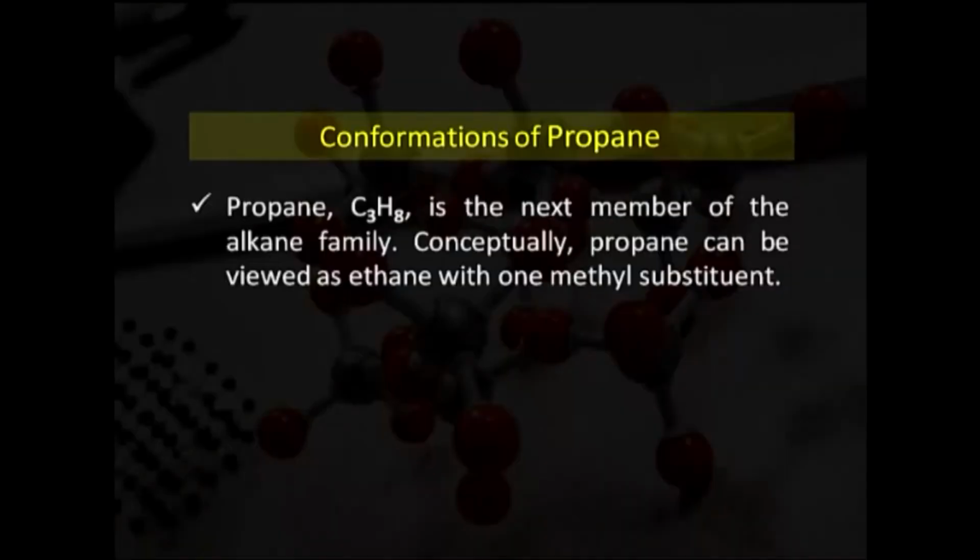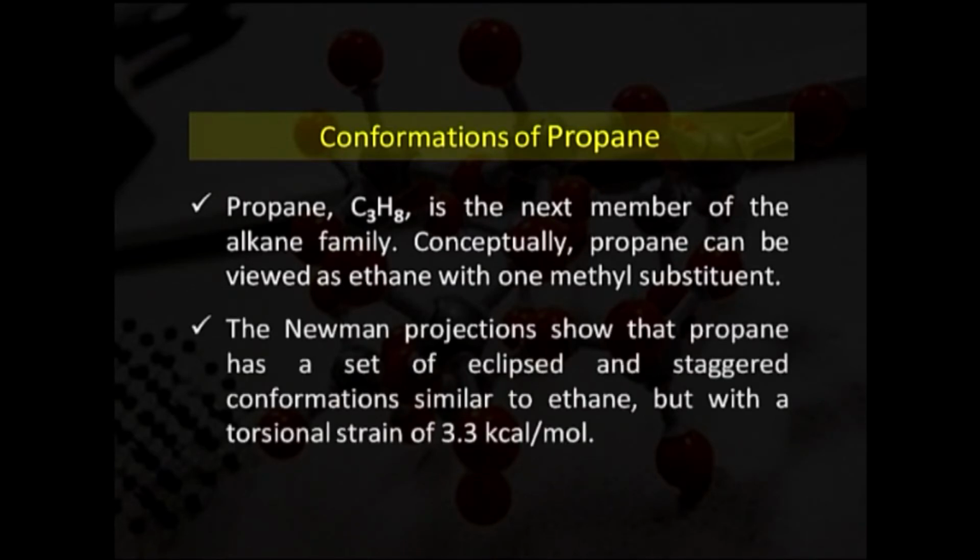Now, we will study the conformation of propane. Propane, that is C3H8, is the next member of the alkane family. Conceptually, propane can be viewed as ethane with one methyl substituent. The Newman projections show that propane has a set of eclipsed and staggered conformations similar to ethane, but with a torsional strain of 3.3 kilocalories per mole. This strain originates due to the difference in bond angles.